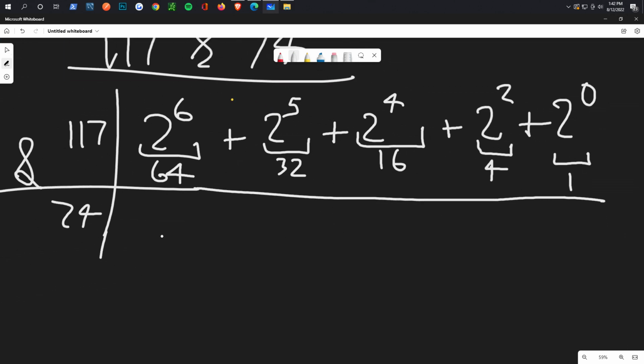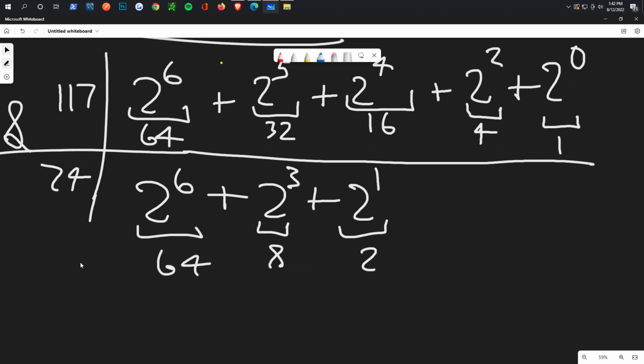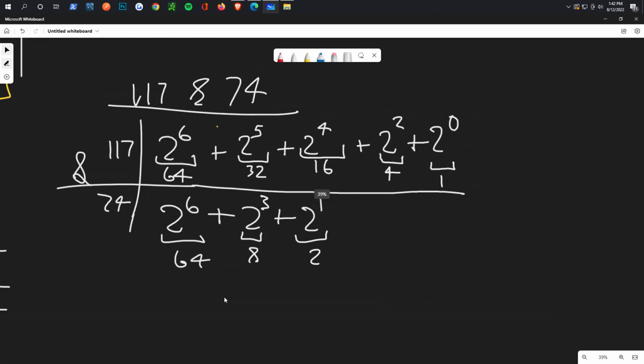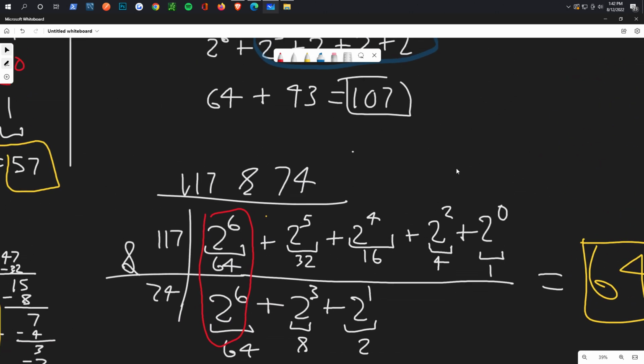And now we have 74, 2 to the 6 plus 2 to the 3 plus 2 to the 1. So 64 plus 8 plus 2, which is 74. Now we're doing AND. Let's see what they have in common. So they have these two in common, and that's it. So our answer is just 64. Done. Let's go on to the next one.